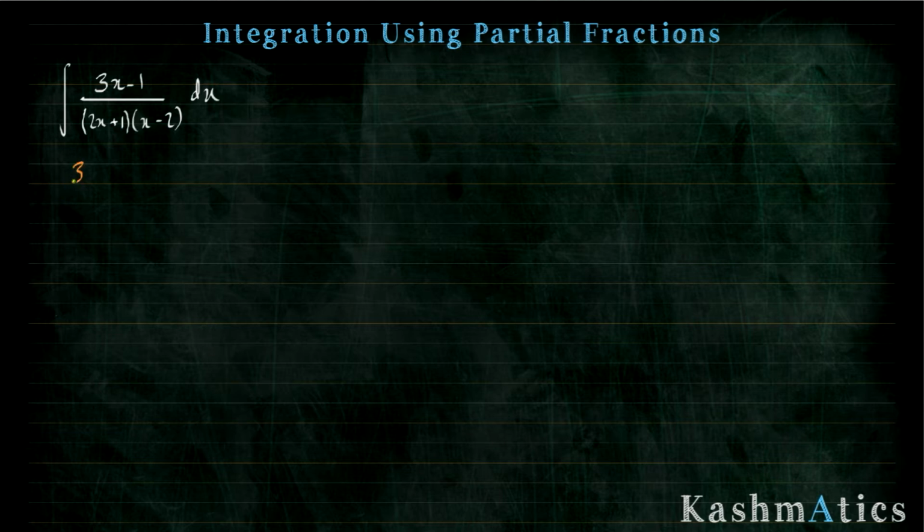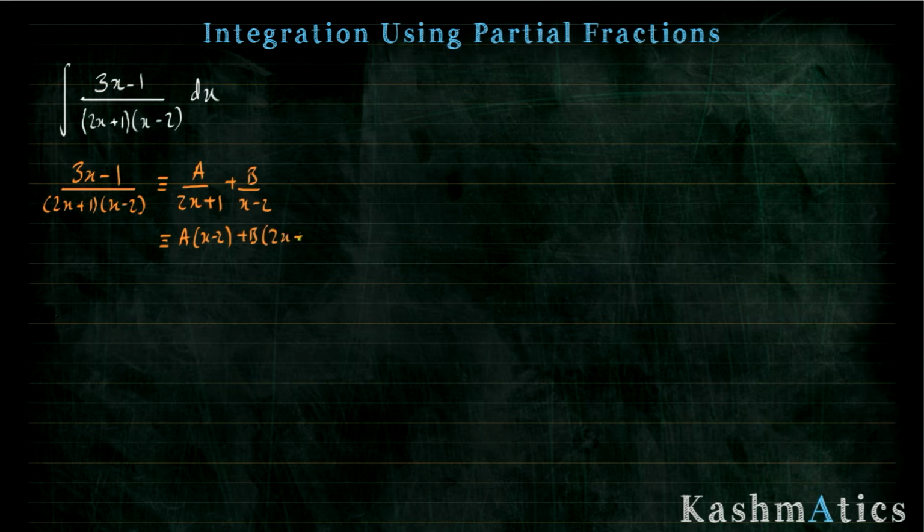So what I have is 3x minus 1 all over 2x plus 1 multiplied by x minus 2. And I want to say that's equivalent to A over 2x plus 1 add B over x minus 2. And I'm going to write that down as a single fraction. So you multiply A by x minus 2 and B by 2x plus 1, all over, now these get multiplied together, 2x plus 1 multiplied by x minus 2.